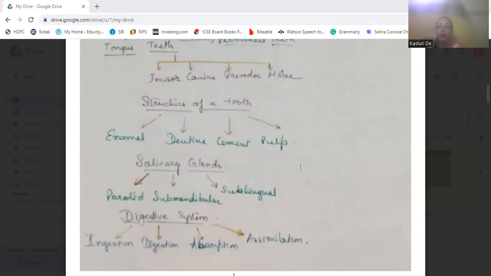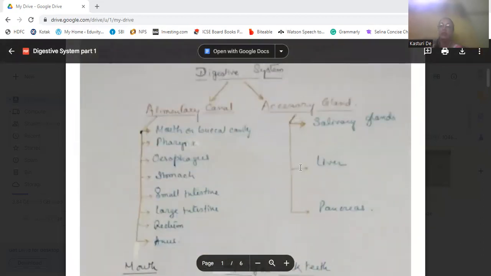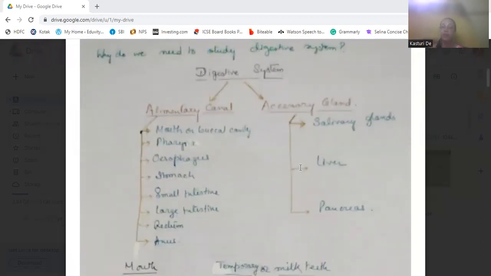Now we have the teeth. We will consider the liver. The liver is the largest gland of our body, and it also has a gallbladder. It has some ducts which carry the secretions into the small intestine, where the food is converted into simpler substances that can be absorbed. The main absorption portion is the small intestine.